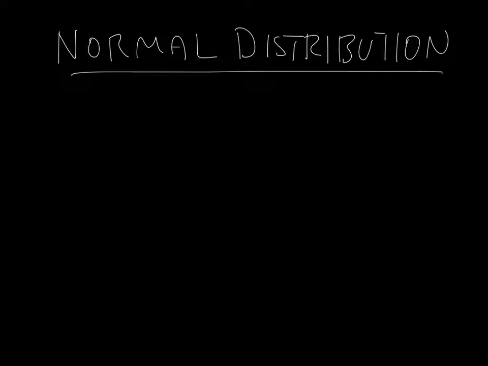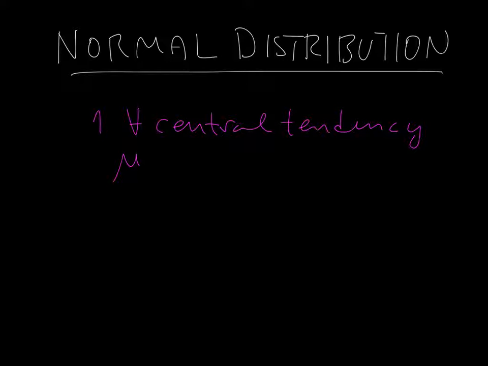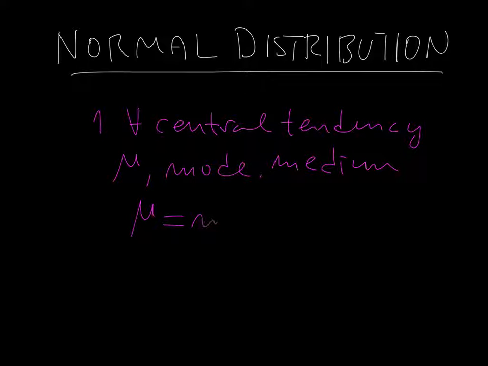The normal distribution is above all a notion that describes a particular relationship that may exist between the values of a given data set. For any data set to be considered normally distributed, the data set must abide by two rules. The first rule requires that all measures of central tendency, which are the mean, the mode, and the median, be equal. So the mean equals the mode equals the median.